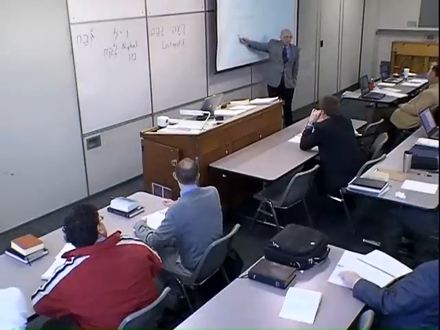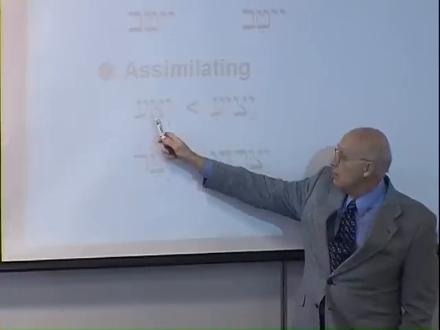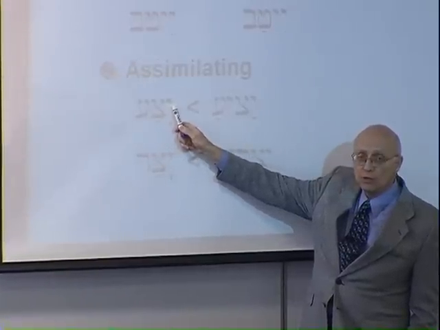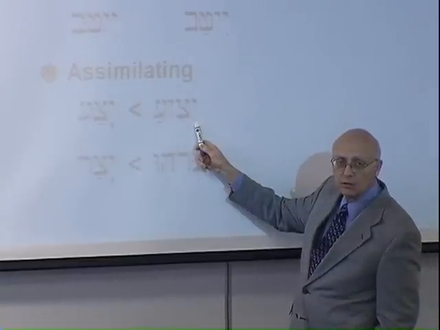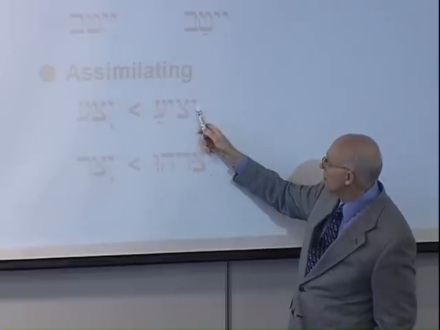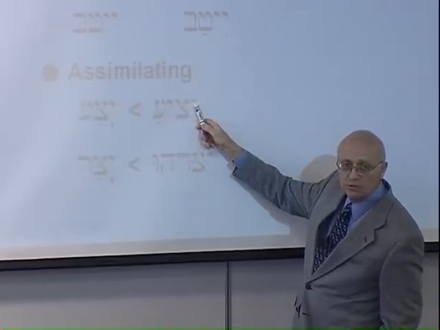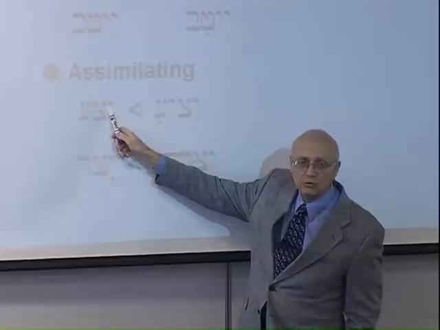The verb is yatsah. It begins with a yod as the first root letter. This is an imperfect. As an imperfect, this yod is the prefix. So where did this yod go?